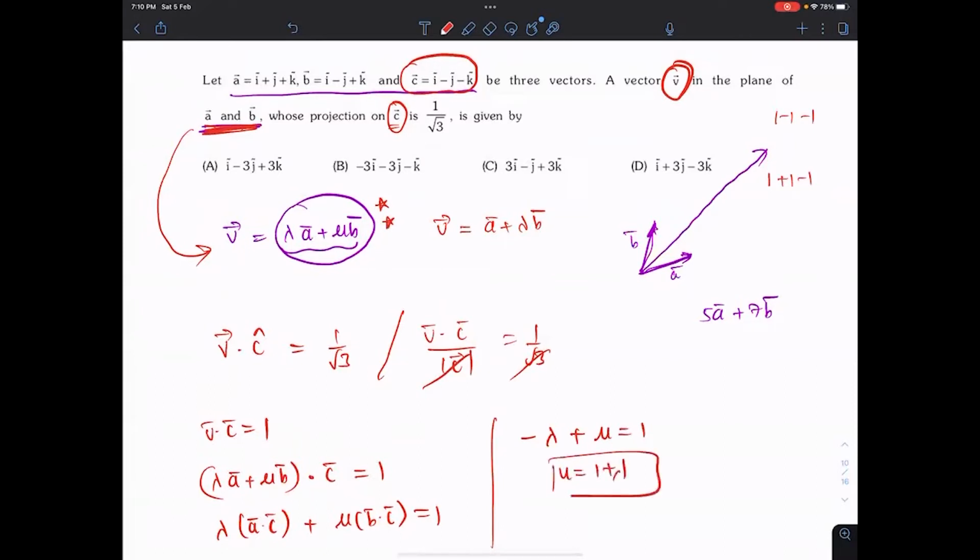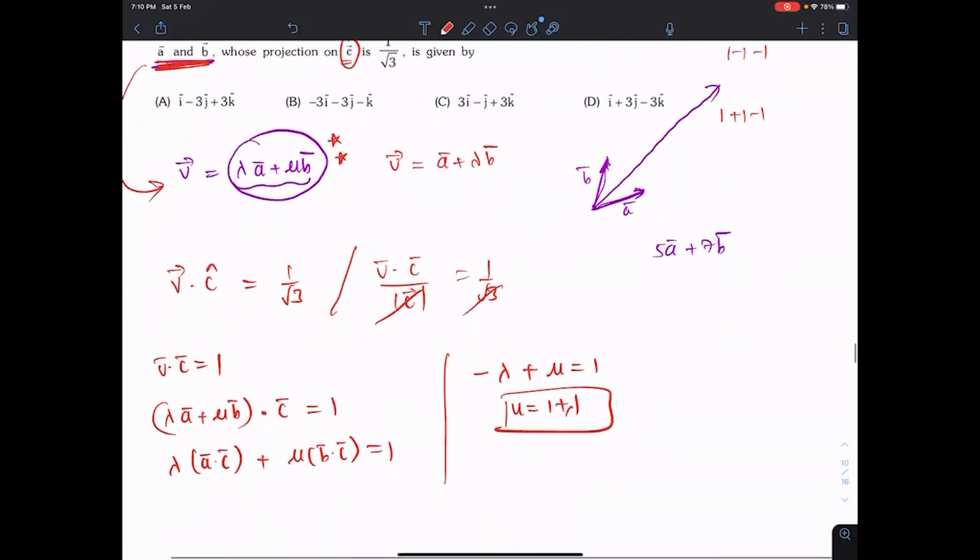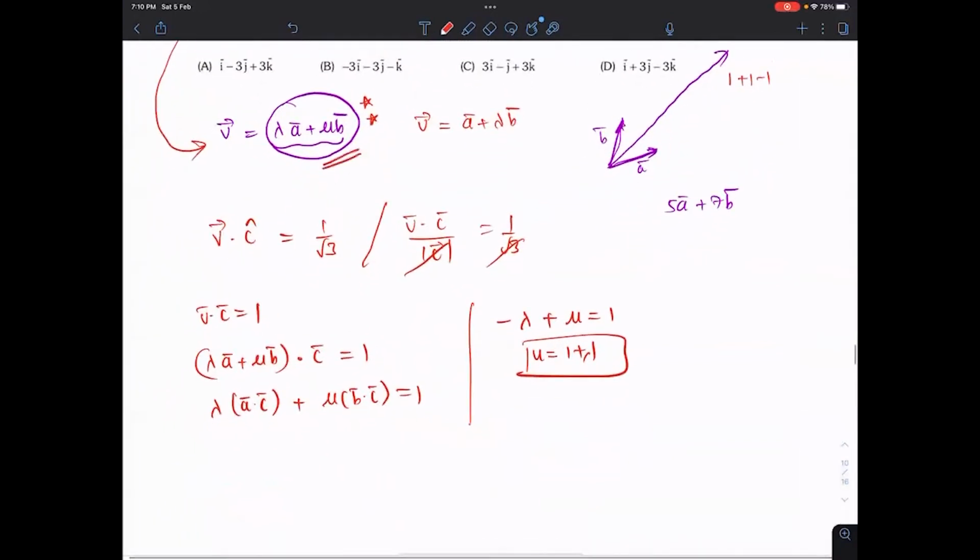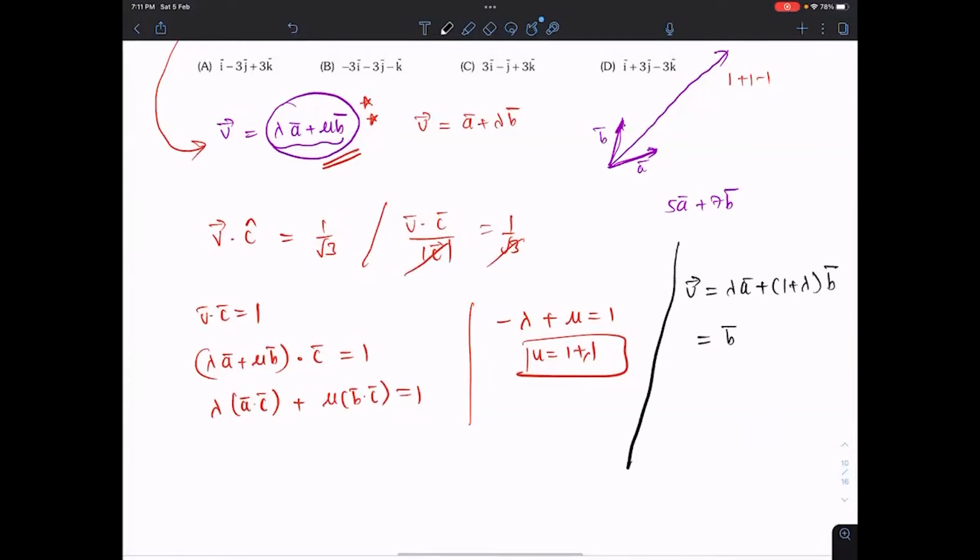Let us substitute that here. I'm telling you, this is a previous JEE question. Everything looks easy, but now finally the answer we have to mark, na? It will become a little complicated. Lambda A bar plus what is mu? 1 plus lambda times B bar. So what do we get? We'll get B bar plus lambda times A bar plus B bar.